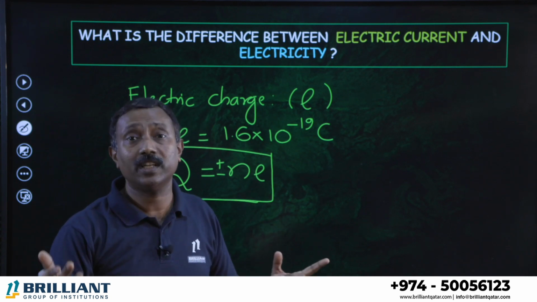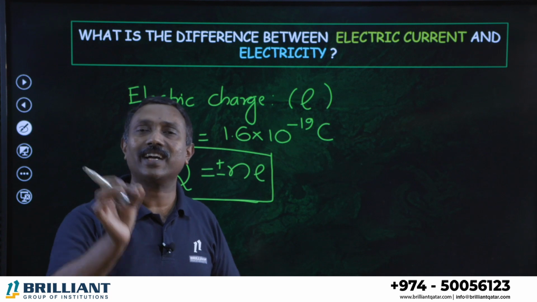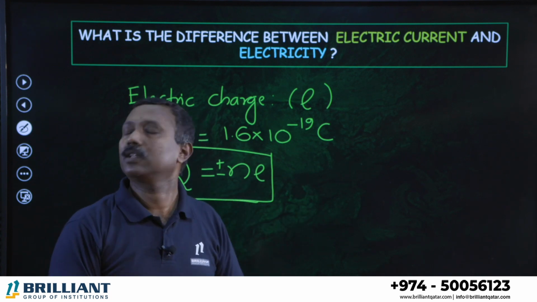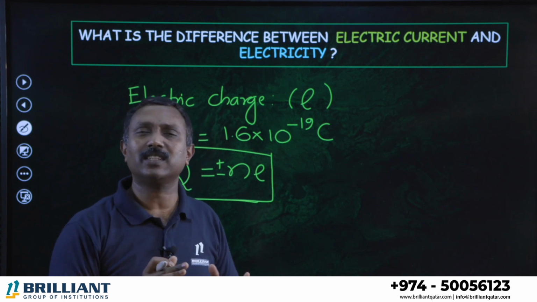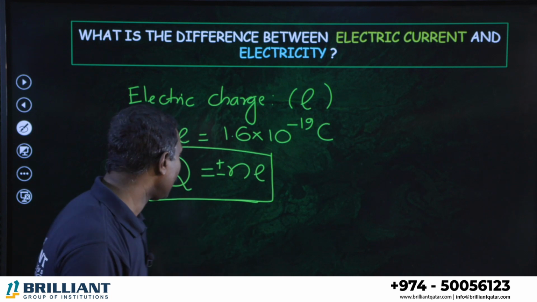Flow of charge is nothing but what? It is termed as electric current, right? So the electric current is caused by the real flow of free electrons through the conductors. In conductors, there are plenty of free electrons present in it.